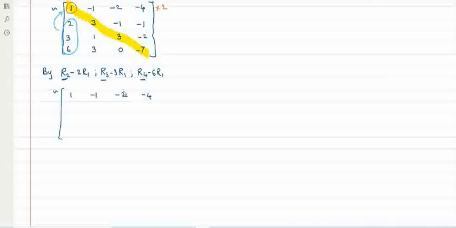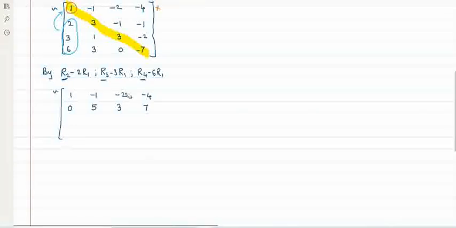2 minus 2. Tell me, 3 plus 2 is 5. Yes. -1 plus 4 is 3. Yes. -1 plus 8 is 7. Next, you have to multiply by 3 and subtract.